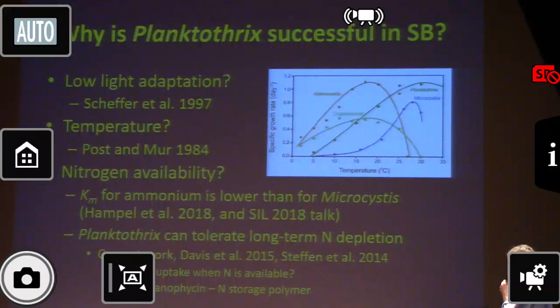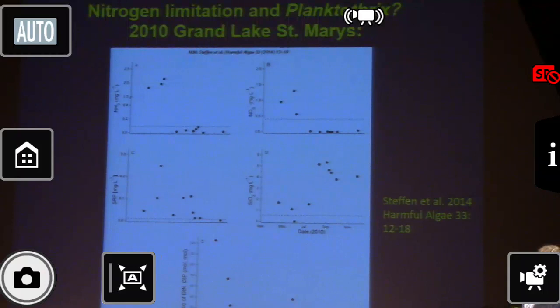Our first clue that Planktothrix is well adapted to a low nitrogen environment came from a study in a reservoir, some work we did with Steve on this reservoir in Ohio. I urge you never to go there. It's quite a bad bloom there.